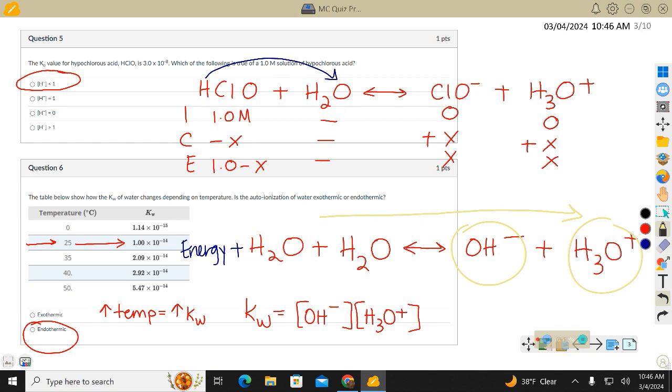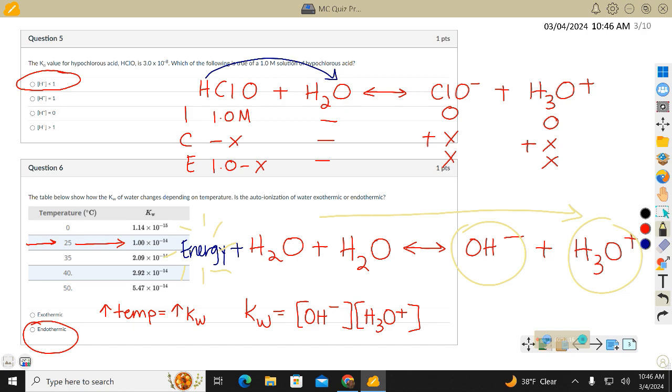Okay, so increasing the temperature is making this thing shift more forward. Well, Le Chatelier would say that increasing the temperature is like adding energy, and you would shift away from what was added. So energy must be on the reactant side. So if I'm adding energy, I'm shifting away from energy, which would be in the forward direction.